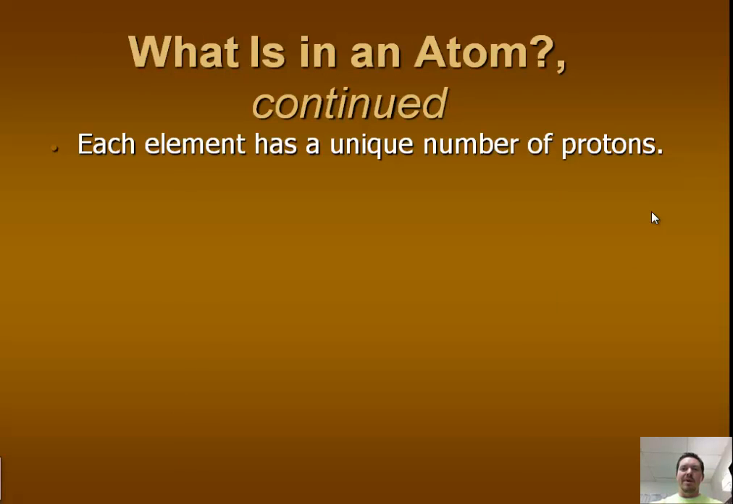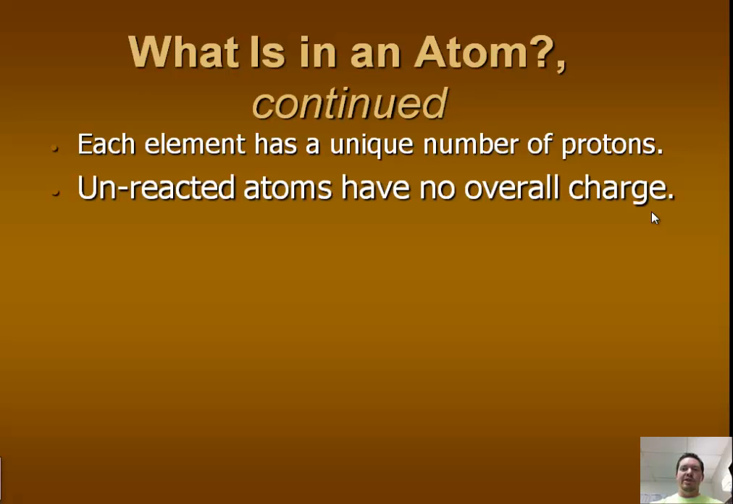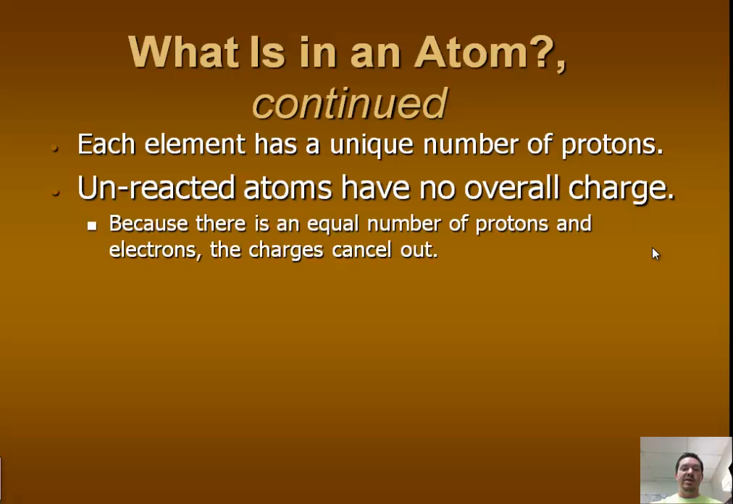Alright, so a little bit more about the atom. Each element has a unique number of protons. So if we change the number of protons, we're changing what the atom is. Unreacted atoms have no overall charge, so we consider those neutral. This is because the number of protons and electrons are the same. So we have an equal number of protons and an equal number of electrons, and this cancels the charges out. We have an equal positive charge and an equal negative charge, and those end up being neutral.